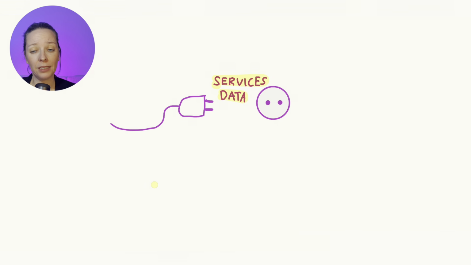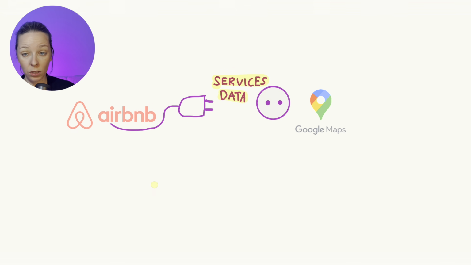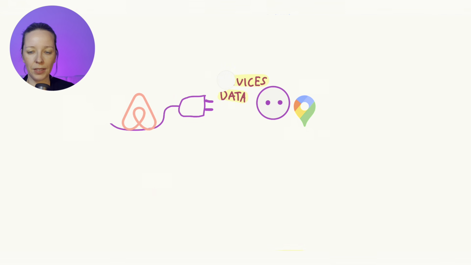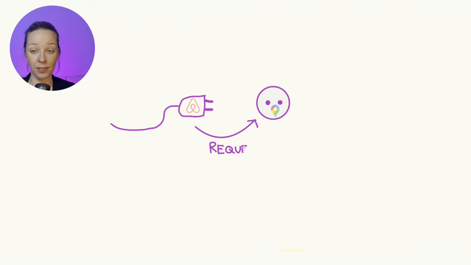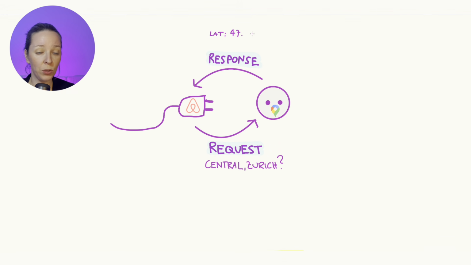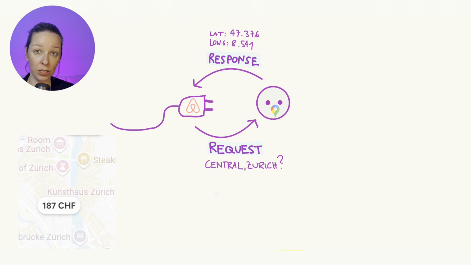In our example, the application of Airbnb plugs into the application of Google to get coordinates to set pins on a map. Here's how it works. Airbnb sends a request to Google's API saying, "Hey Google, I've got this address, Central Zurich. Can you give me the exact coordinates?" Google replies with the latitude and longitude. With this information, Airbnb can now place the pin precisely on the map.